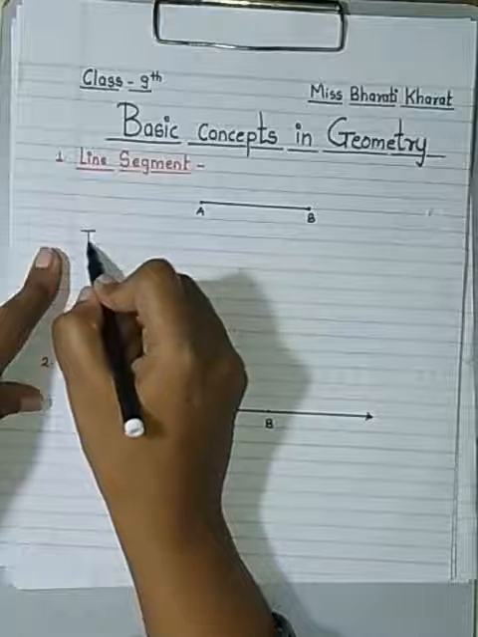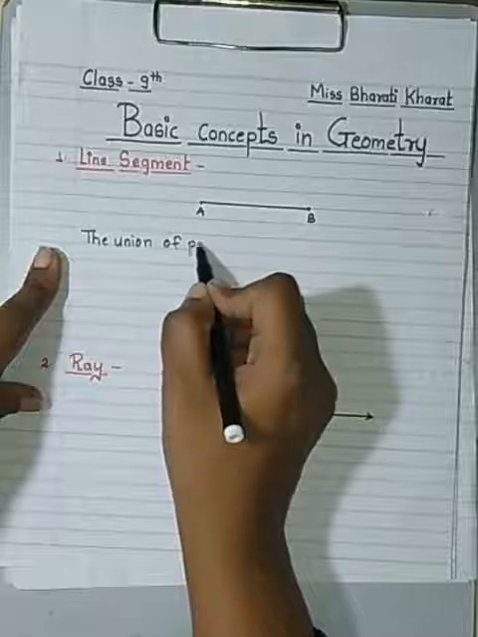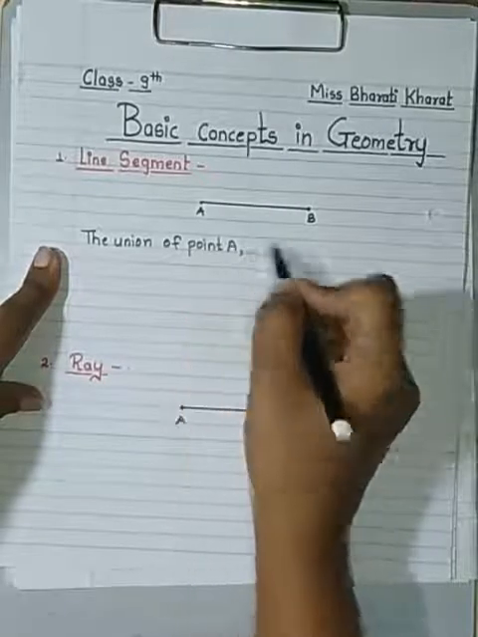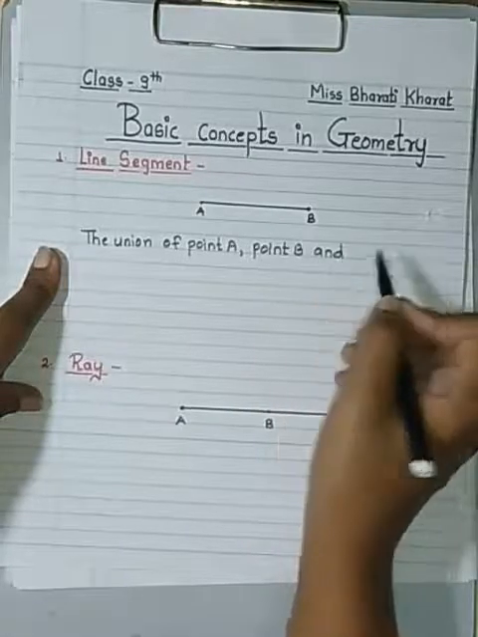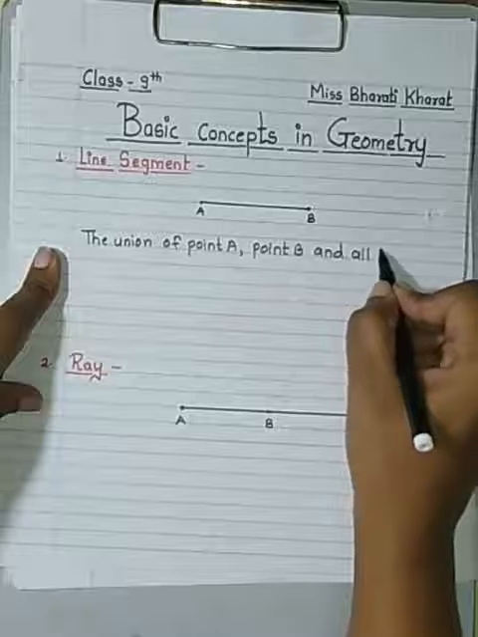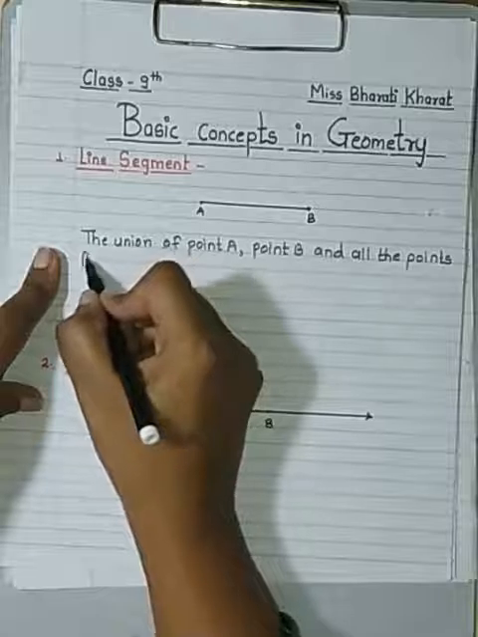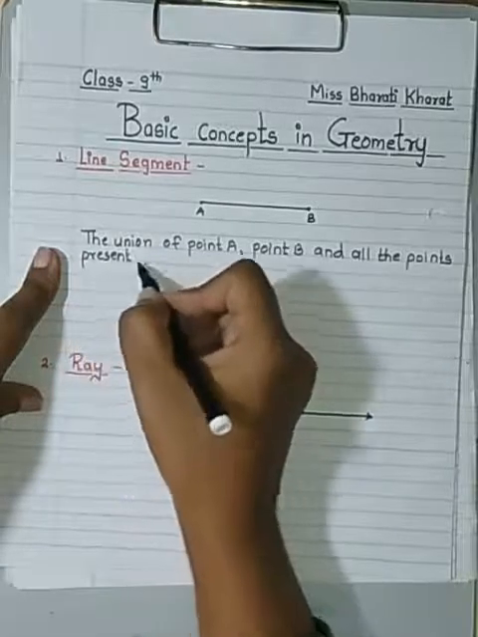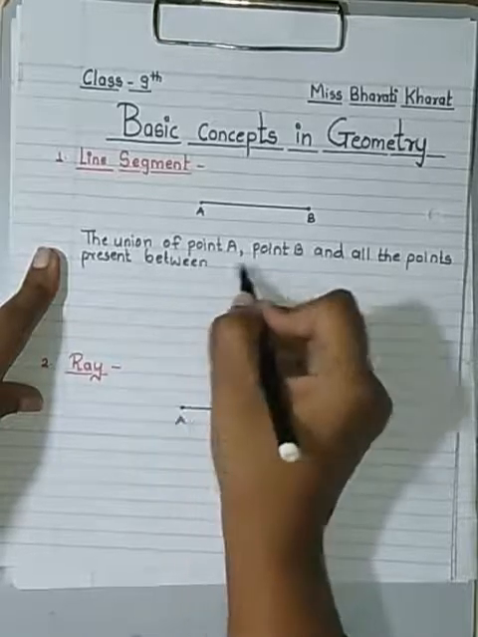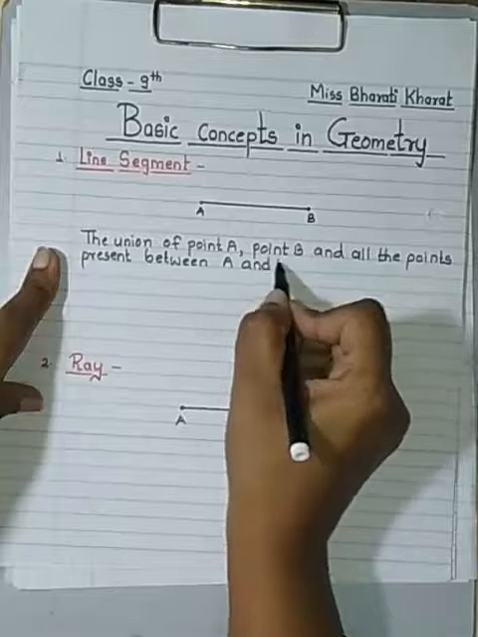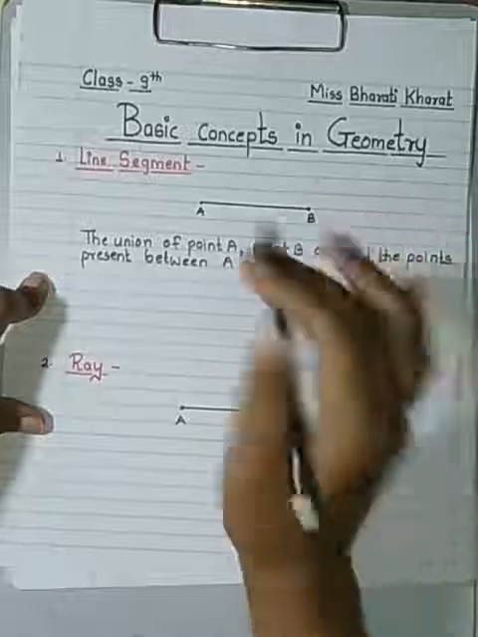The union of point A, point B and all the points present between A and B.